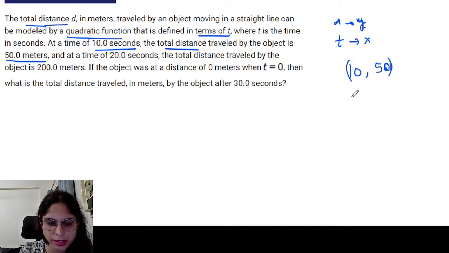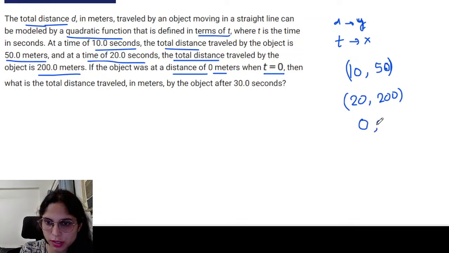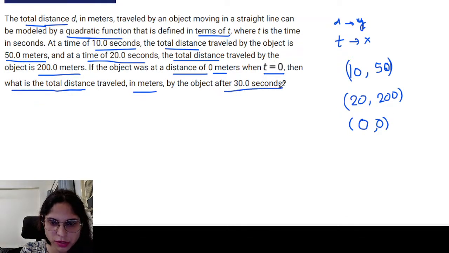And at 20 seconds, time of 20 seconds, total distance is 200 meters. So at 20 it is 200. If the object was at a distance of 0 meters when t is equal to 0, so third point is 0, 0. Then what is the total distance travelled in meters by the object after 30 seconds? So you have 30, d.